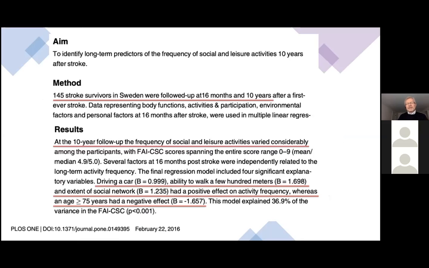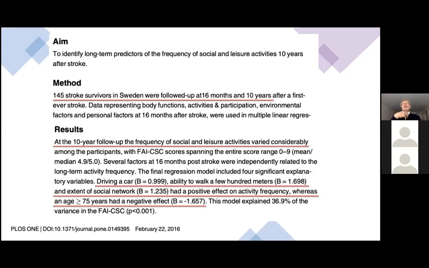Now, driving is very important because it correlates with social and leisure activity. So this group looked at 145 survivors in Sweden who were followed up to 10 years after their first stroke. What they looked at was the frequency of social and leisure activities in these individuals. They found they varied considerably. And so it's not about going back to work. It's about leisure and social activities. And the things that significantly affected a person's perception about their social and leisure activities and what they were able to do, one of them, very importantly, was their ability to drive again.